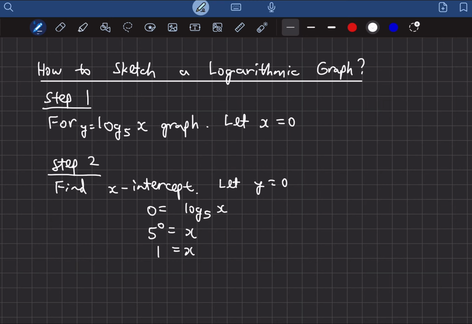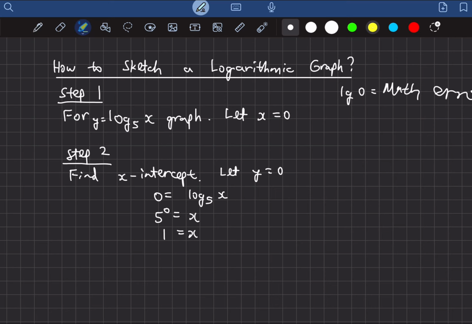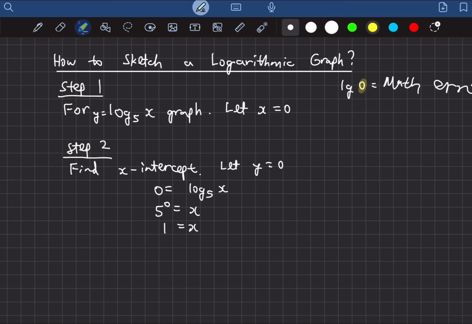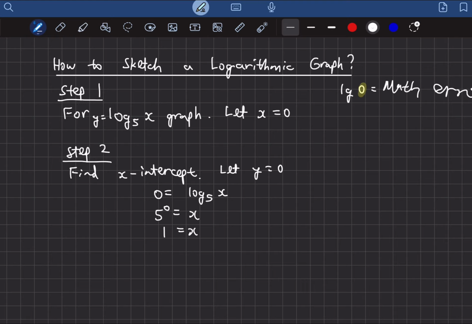What do I mean by that? How come it's like that? Because, for example, log 0 is a math error. If you key in log 0 on your calculator, there will be a math error. So we are making use of this 0 value to help us locate the position of the dotted line. So for example, step 1, I say sketch the graph y equals log base 5 of x. We let x equals 0.